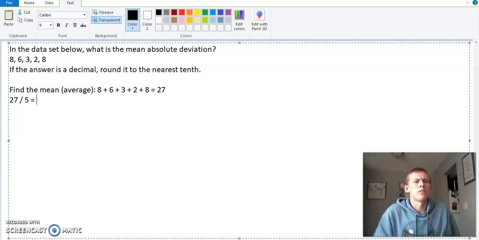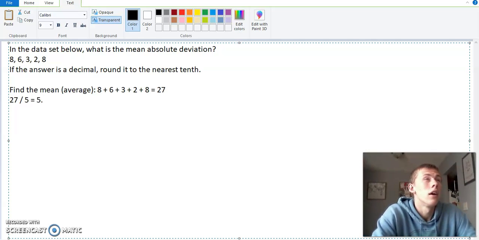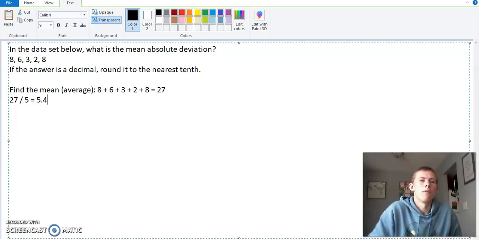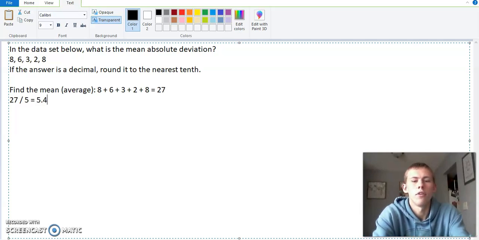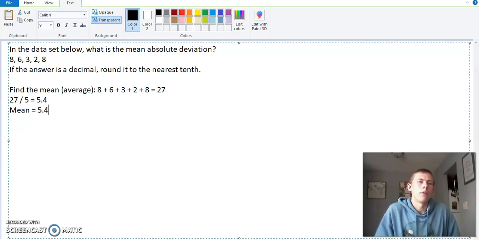Looks like that's going to be a decimal. I don't think 5 goes into 27 evenly. So that's going to be 5 point, let's see, 4. All right, 5.4. That is our average here. So the mean, the average, is 5.4. I'll use mean because that's the word they use. Mean equals 5.4. So that's the average of all those numbers that we had there.